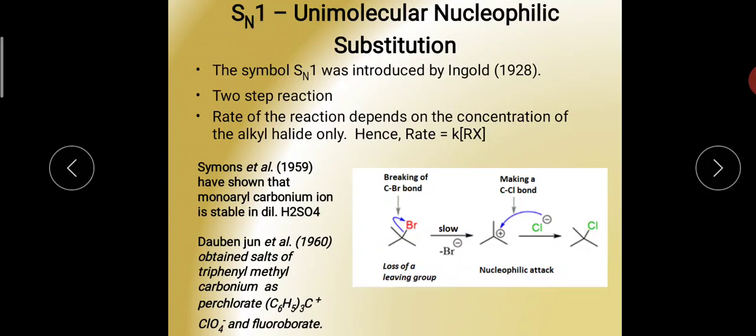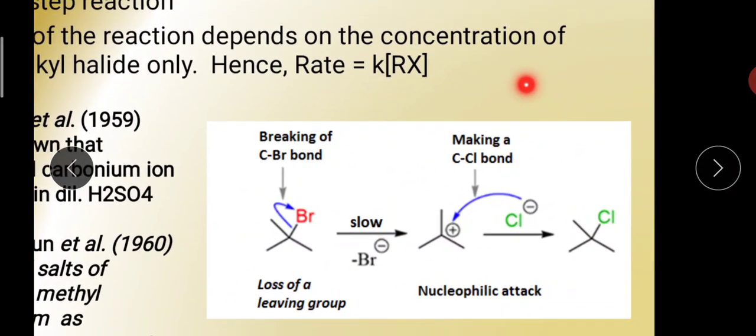As I told you, the symbol SN1 was introduced by Ingold in 1928, and this particular reaction mechanism proceeds via 2 steps. The rate determining step is the slow step, which is the formation of your carbocation. Now let's see what is the mechanism of the reaction.